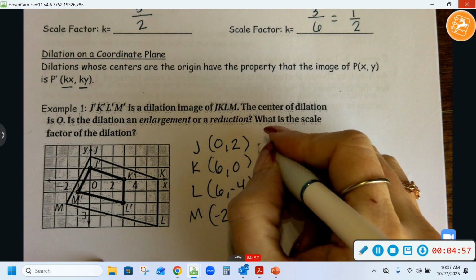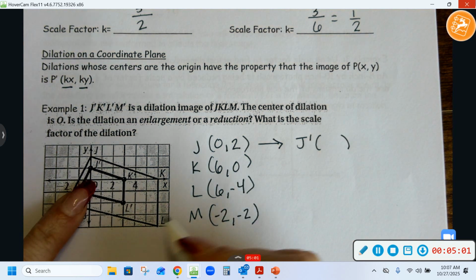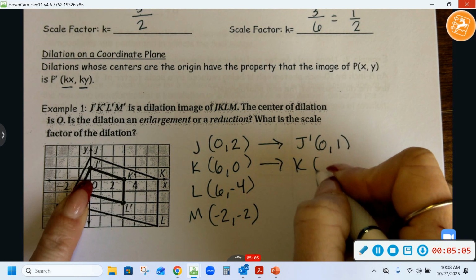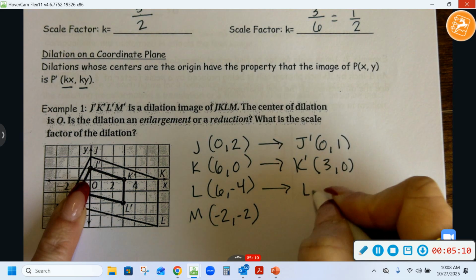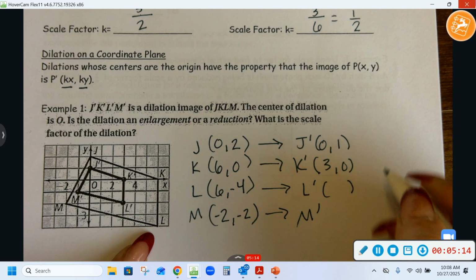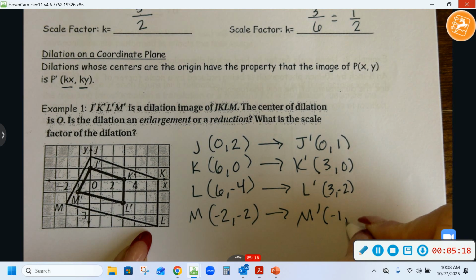And now let's see what happened. So J prime is at 0, 1. K prime is at 3, 0. L prime, M prime.